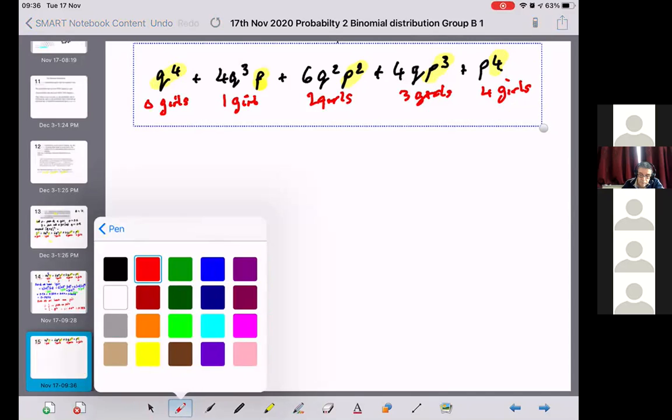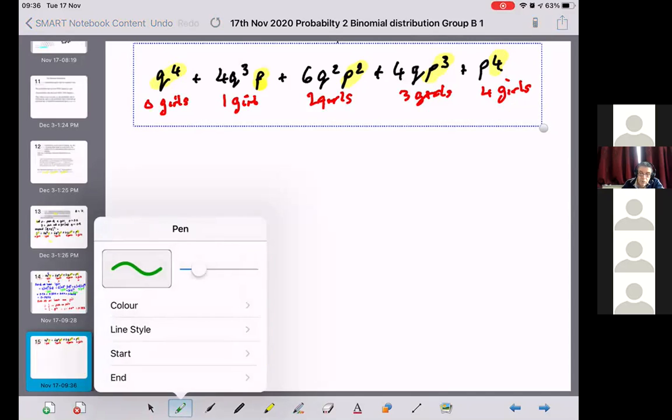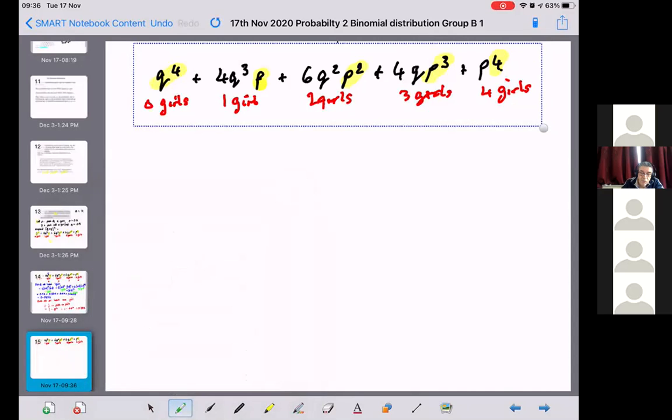First 2. This has got 4 boys, but no girls. So we don't want that one, do we? This is 3 boys and 1 girl. We'll add that one. 2 girls, 2 boys. We'll have that one. 3 girls and 1 boy. We'll have that one. 4 girls, no boys. We don't want that one.